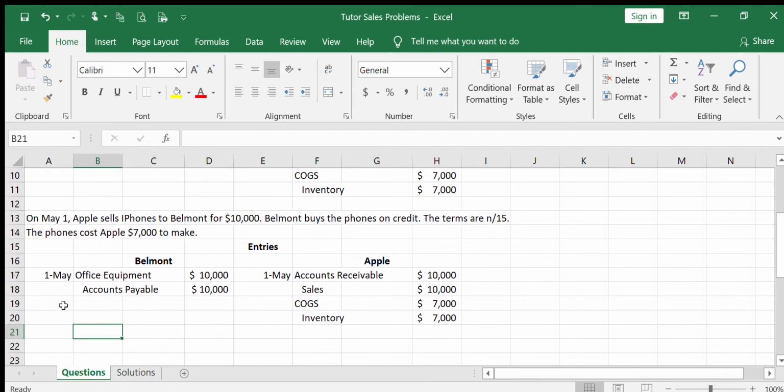So let's say that Belmont ends up paying back Apple after 10 days. So let's say that on May 11th, they pay Apple back. So we would do a debit to accounts payable.